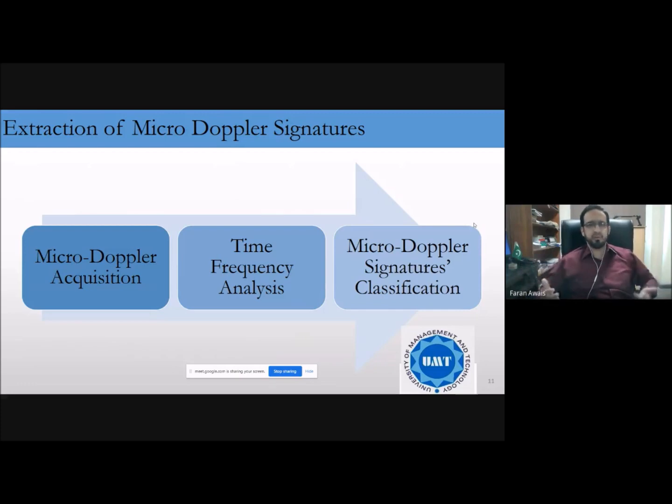So when we talk about the radar, how can we extract the micro Doppler signatures, right? First of all, the micro Doppler is acquired, and then there's a time frequency analysis, and then you have to go through the corresponding micro Doppler signature classification, and by that you can figure out the corresponding target.